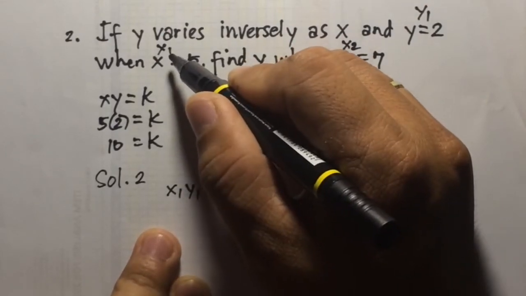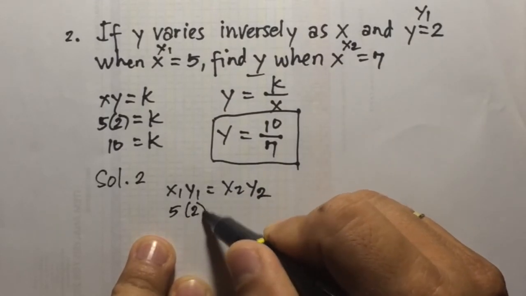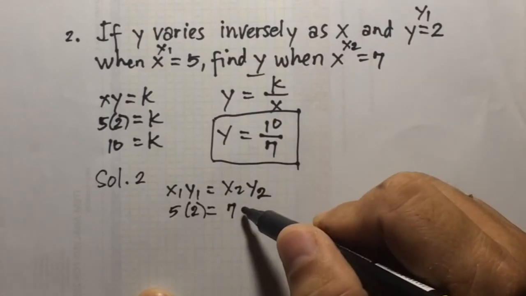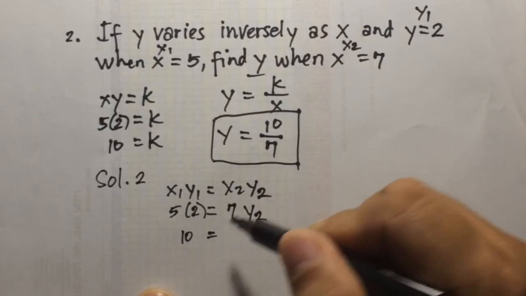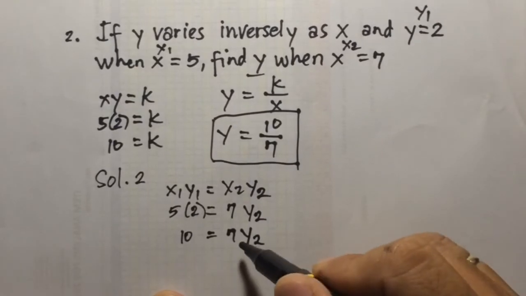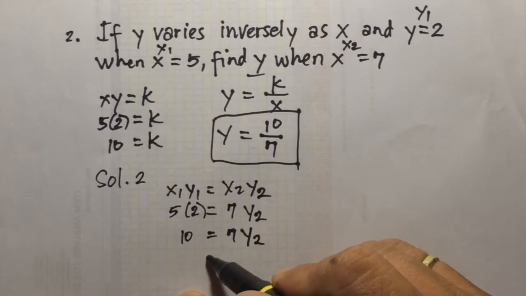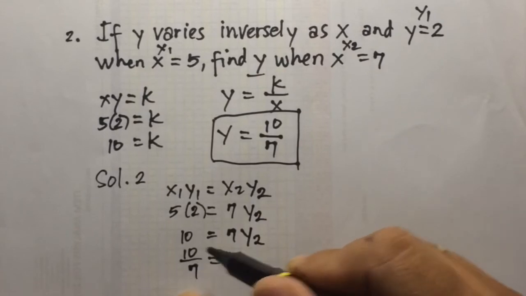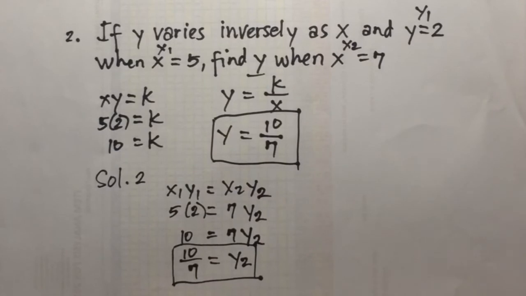So x sub 1 equals 5. So 5 times y sub 1, which is 2, equals x sub 2, which is 7, times the unknown y sub 2. Then 5 times 2 is equal to 10, which equals 7 y sub 2. Then we find y sub 2 by dividing both sides by 7. So we have y sub 2 equals 10 over 7. So you have the same answer as our first solution.